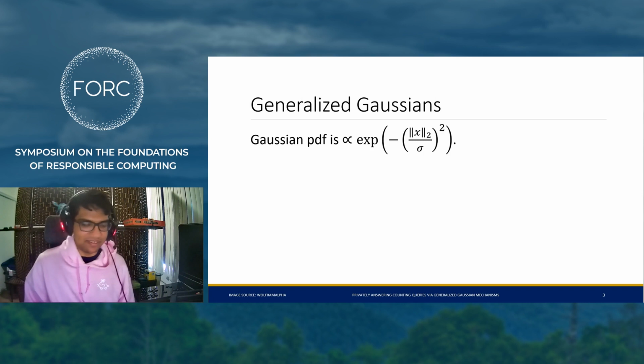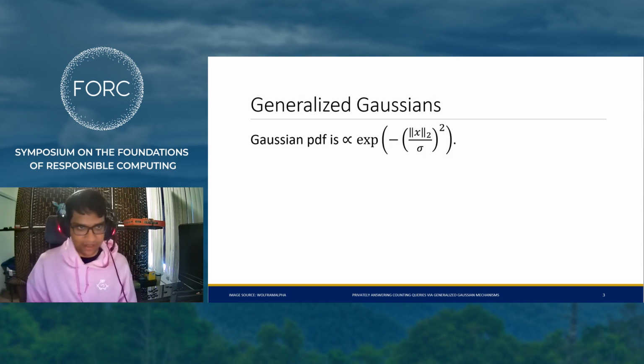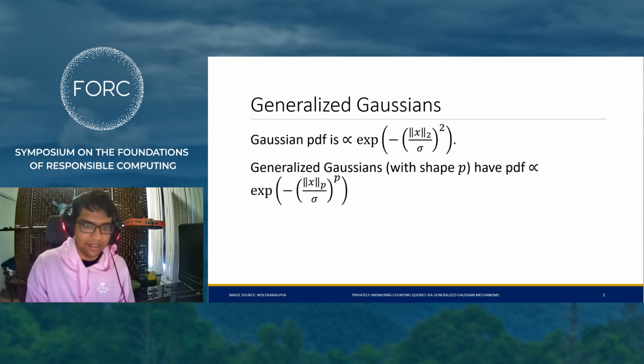In our paper, instead of using the Gaussian mechanism, which adds Gaussian noise to the vector, we use a generalized Gaussian mechanism, which adds generalized Gaussian noise to the vector. And what is a generalized Gaussian? Well, the Gaussian has a PDF that's proportional to exponential of the negative L2 norm squared. And all a generalized Gaussian is, is we take the 2 in the norm and in the exponent, and we just replace them with a parameter p.